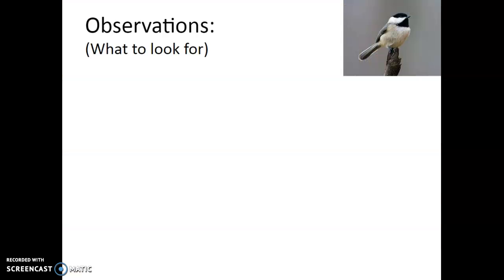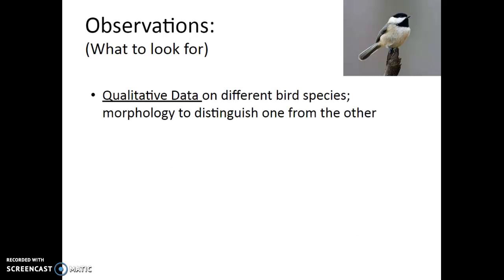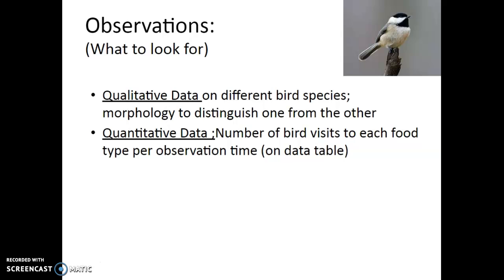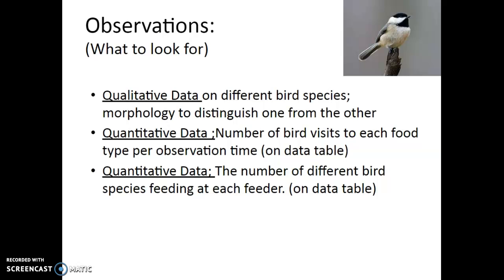So what are you looking for? What data am I collecting? Well, I'm going to be looking at the morphology of the birds to help identify them, to distinguish one species from another. But I'm also going to quantify my data. I'm going to keep track of the number of bird visits to each food type per observation time. And then we collect that on a data table. I also am interested in the number of different bird species feeding at each feeder, also on the data table.